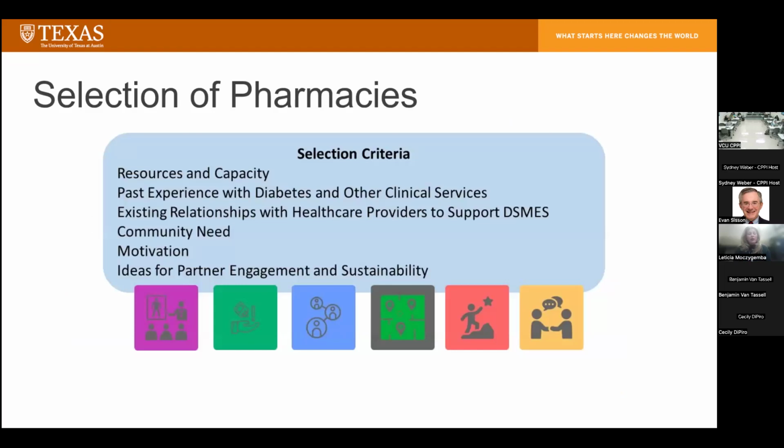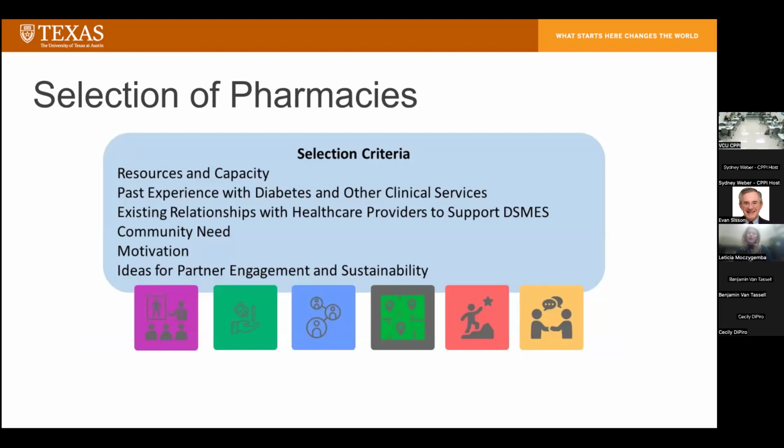So I also want to spend just a little bit of time talking about how we selected pharmacies. We had a call for applications, and Angelina and I really worked together to say what we should consider when selecting pharmacies. The first one was resources and capacity.